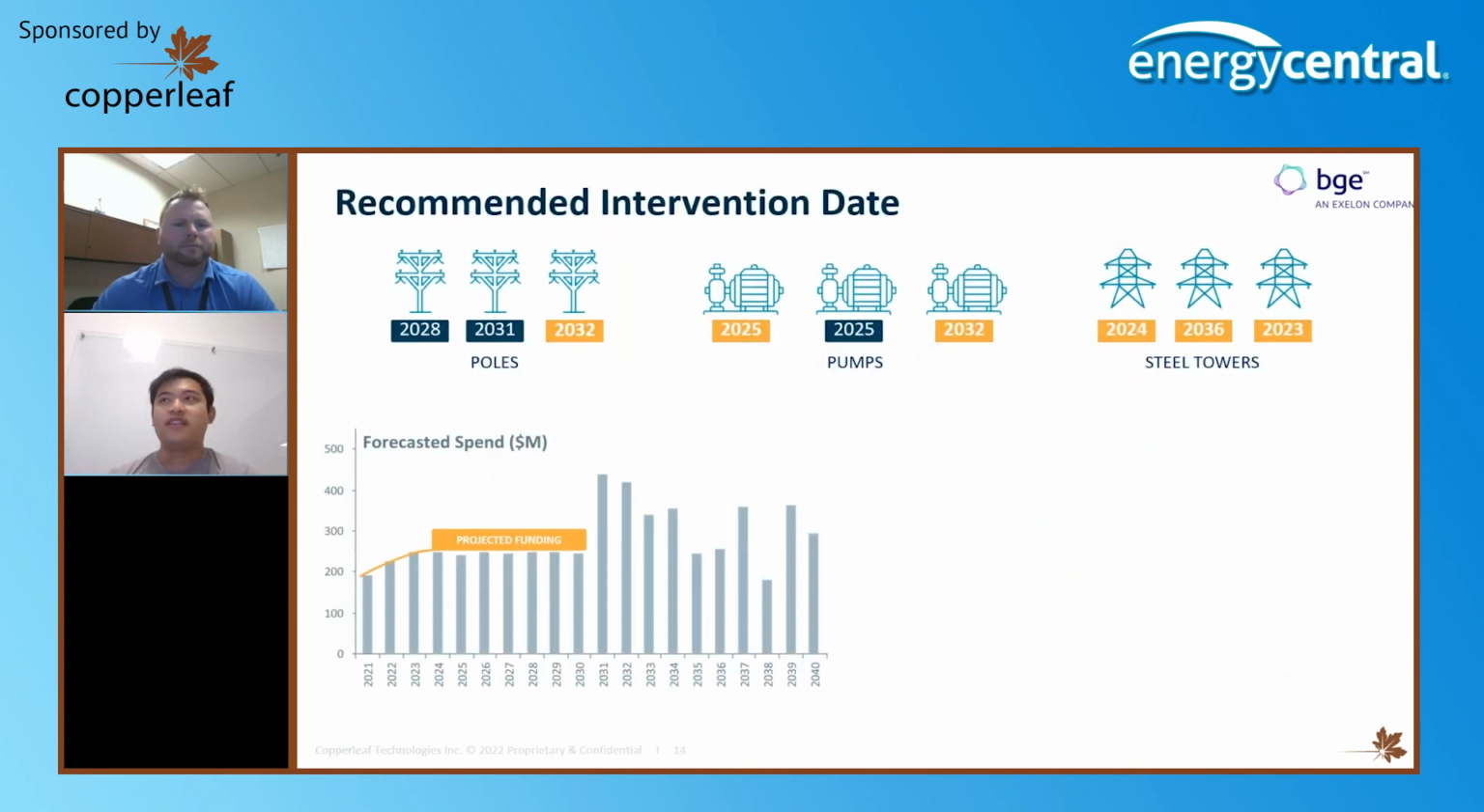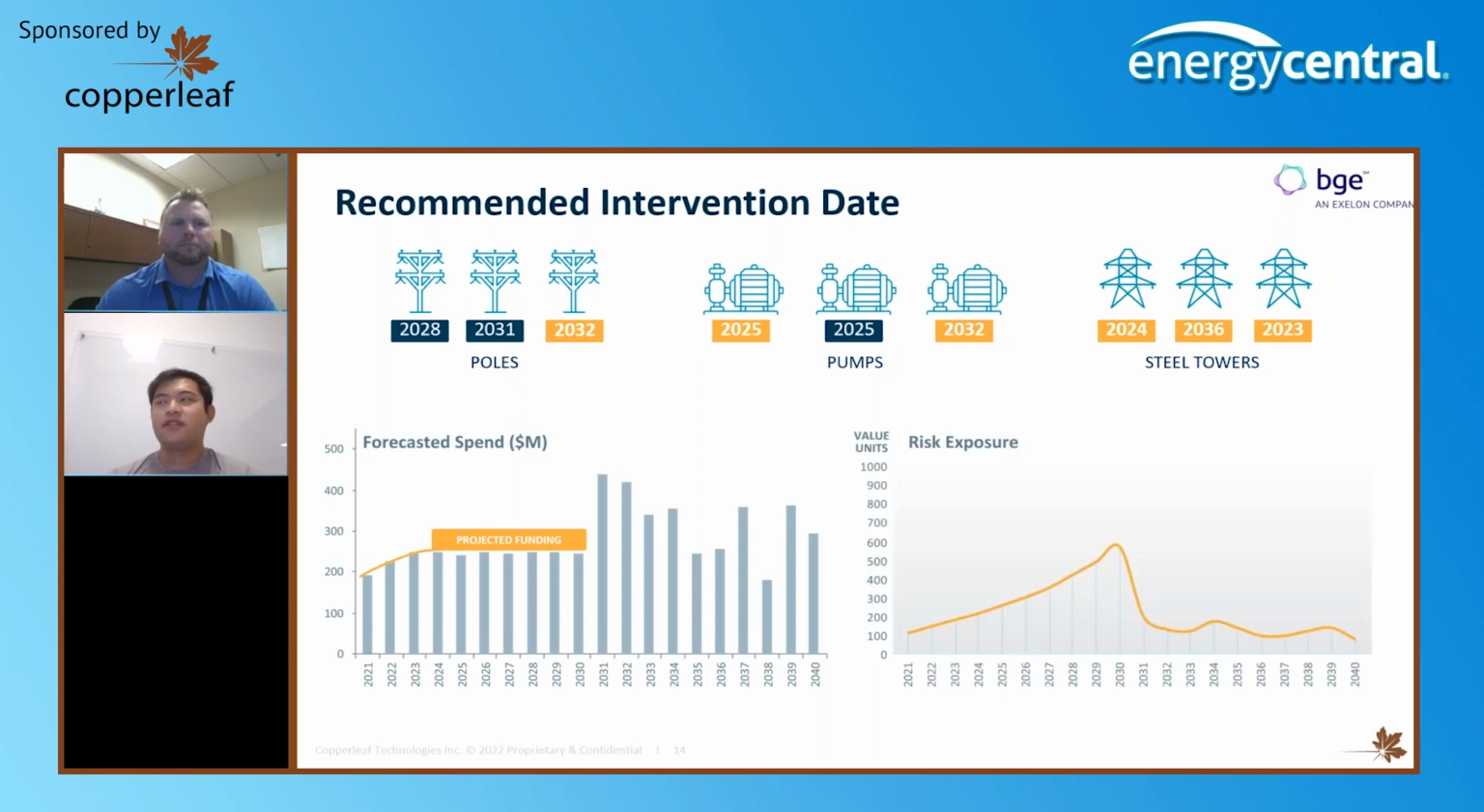So from this recommended intervention date, given our projected funding, we can see that we have a set number of interventions we need to do each year that give us a forecasted spend. And given our budget over the next several years, we can see how that changes. So you can see with our risk exposure, given the calculation of that risk measure for each of our assets, we can see that it steadily increases over time. And then we need to spend a lot more to drop it back to our current day levels.